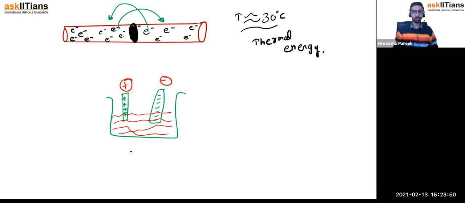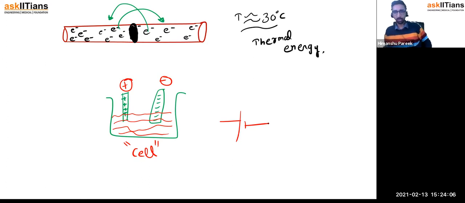Now what will happen? This is called a cell basically, which we denote by this symbol. A battery is basically a combination of cells. When we have more than one cell connected together, we call it a battery. I hope you have done this in grade 8 also.